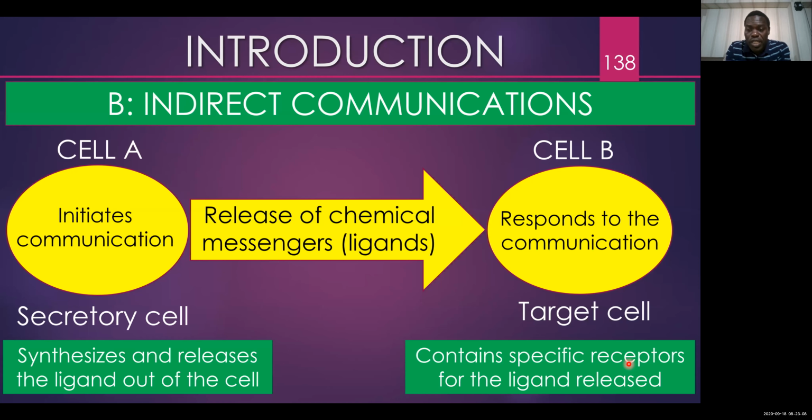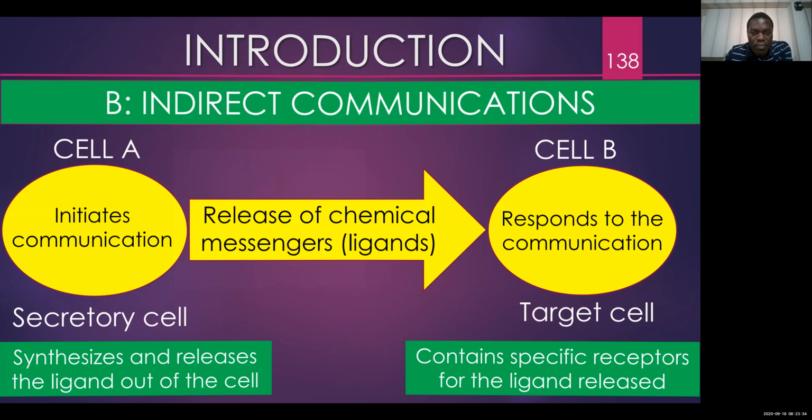So anyway, the point here is that the target cell contains receptors for the ligand. If a cell does not have a receptor, then it is not a target cell. Target cells are defined by the presence of receptors. If you remember, we talked about cell membrane proteins, and we said that one of the classes of cell membrane proteins are receptors.